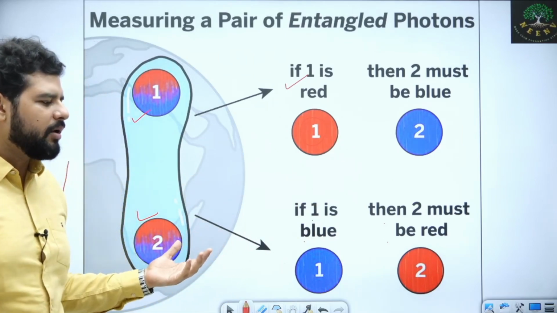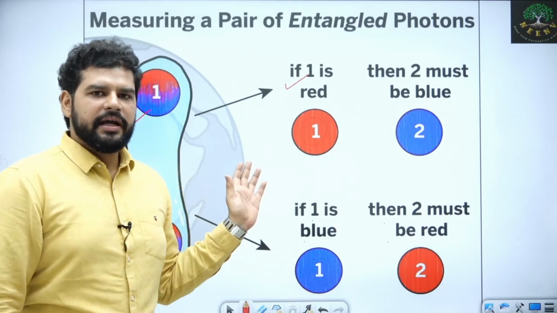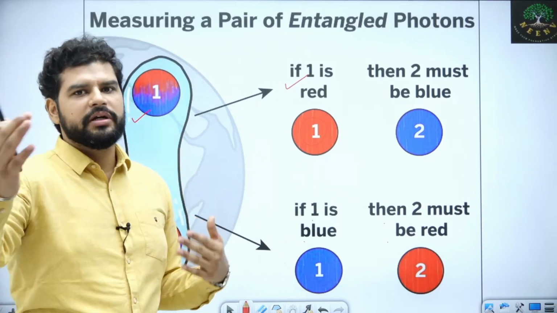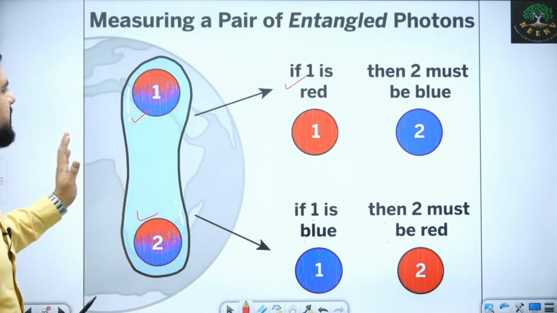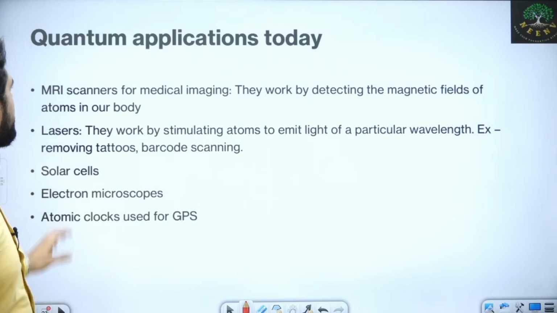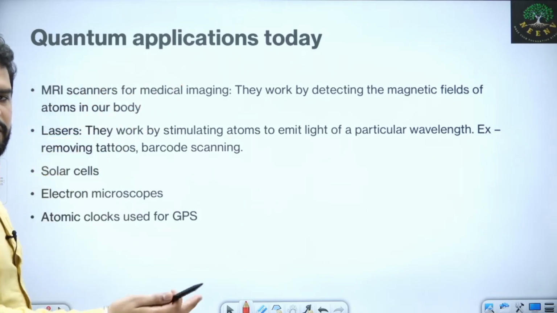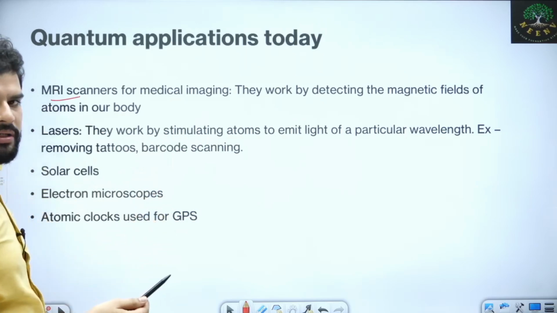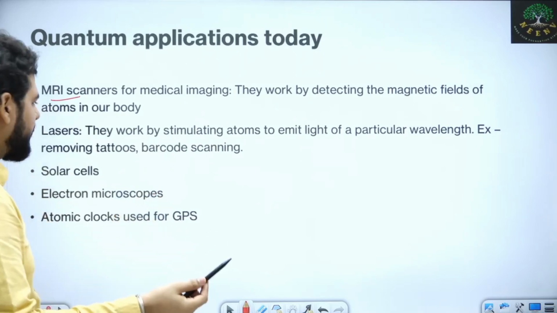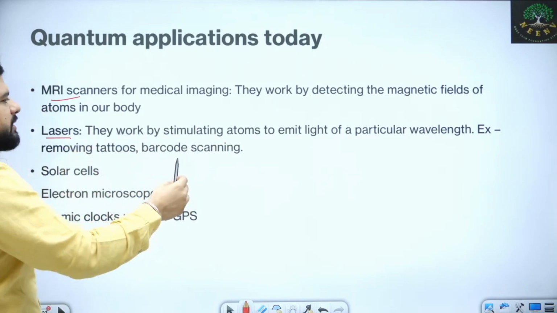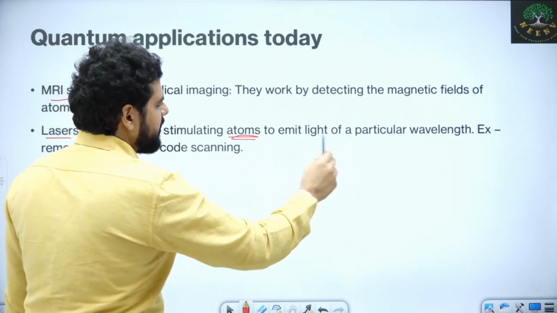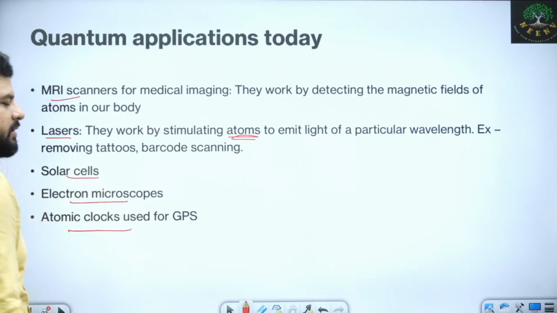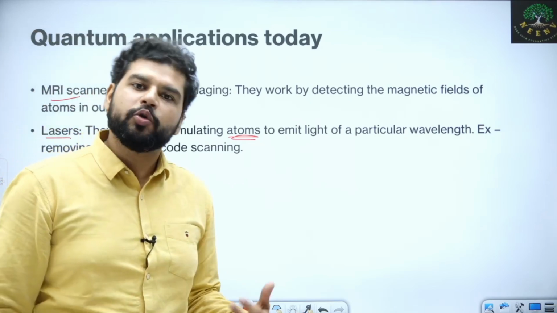If you have heard about the Three Body Problem TV series, they have used this concept of entanglement. In their story, it is working light years away, let's say 400 years away. So what are the applications this has led to? See, MRI scanners use magnetic fields of atoms in our body and then detect the body parts. Lasers work on quantum principles because they stimulate the atoms directly to emit light of a particular wavelength. Solar cells, electron microscopes, atomic clocks all use quantum principles to work, right?